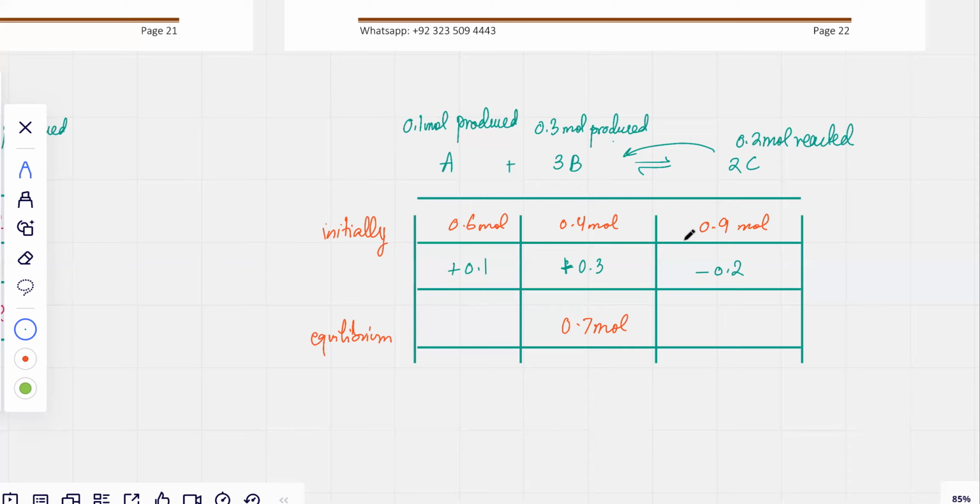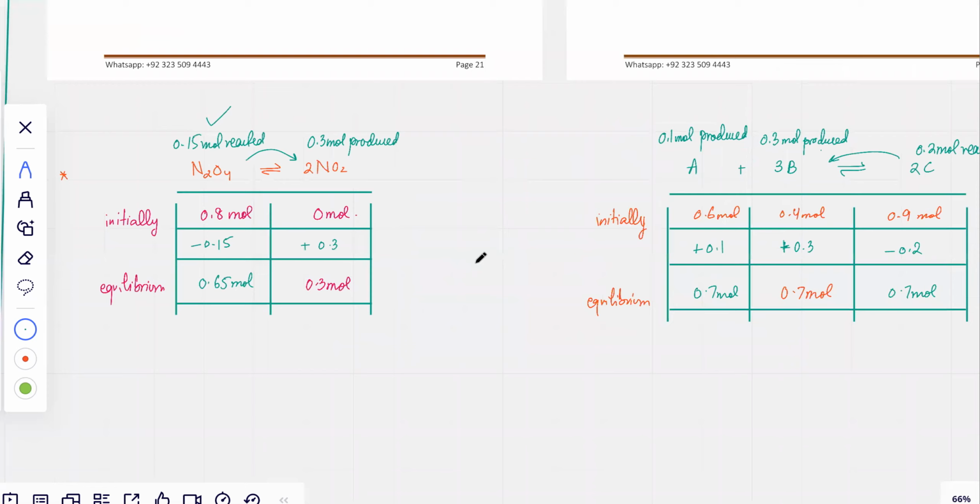So now, Emma, are you clear? So final moles. Initially you added 0.9, 0.2 are gone. So that means you're left with 0.7 moles. Over here, initially you added 0.6. There's an extra 0.1 that's forming. So that's now 0.7 moles.